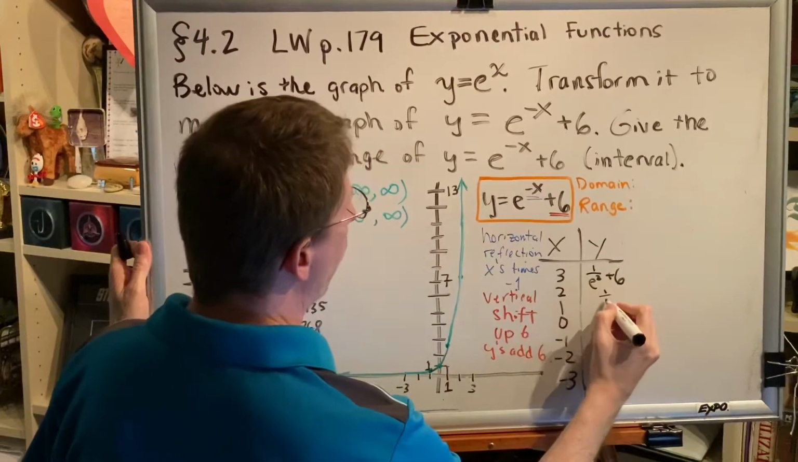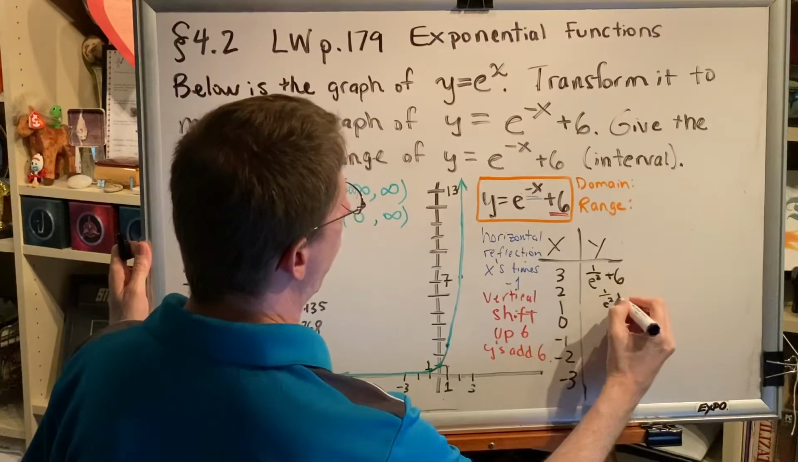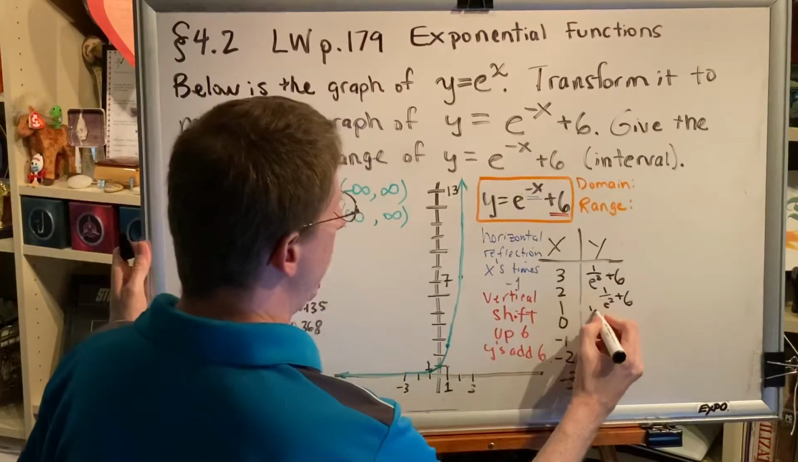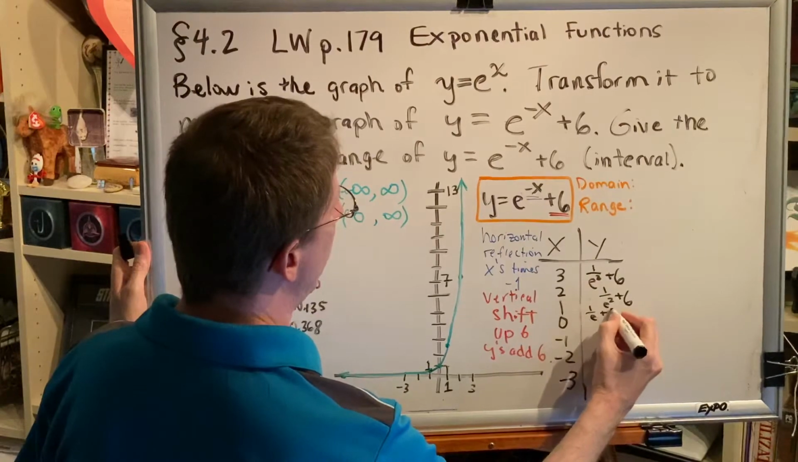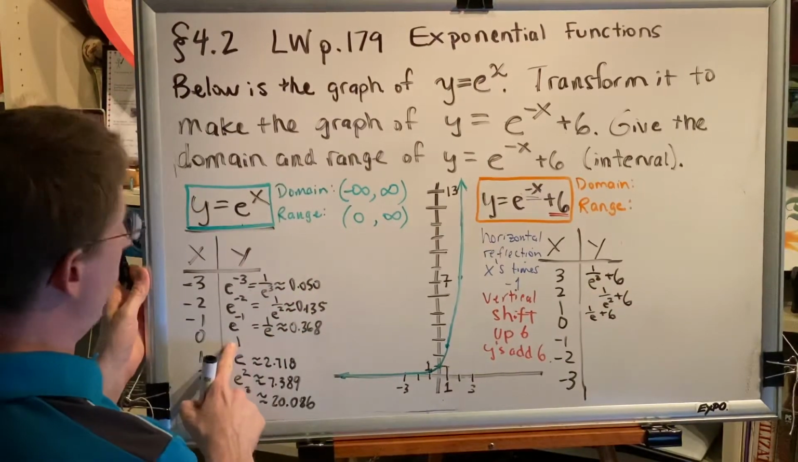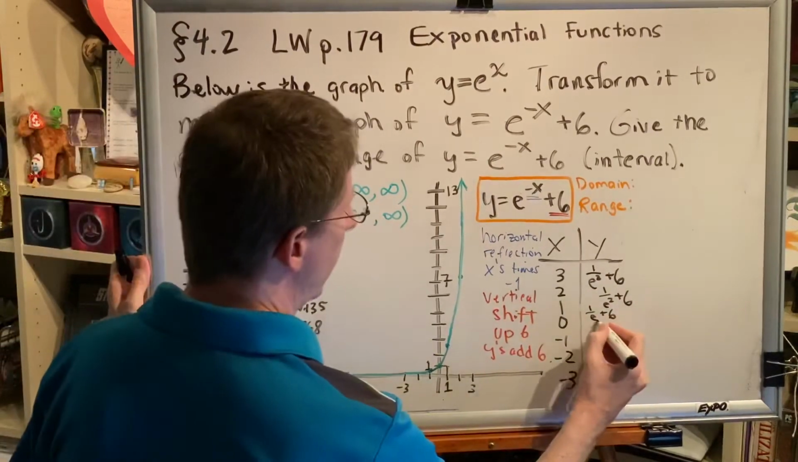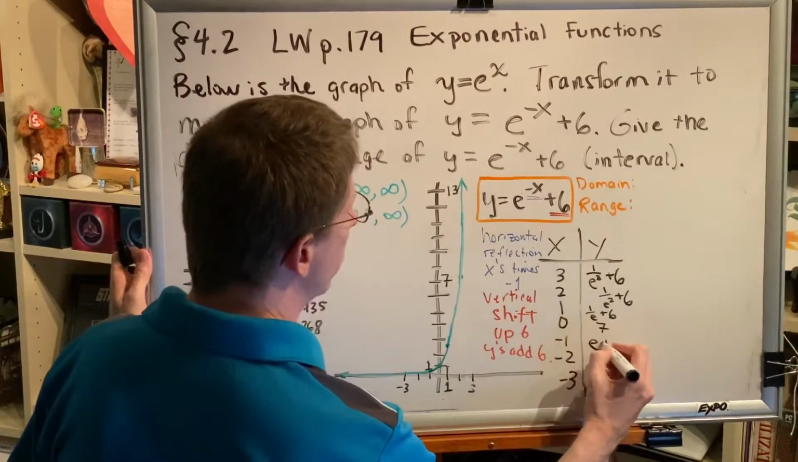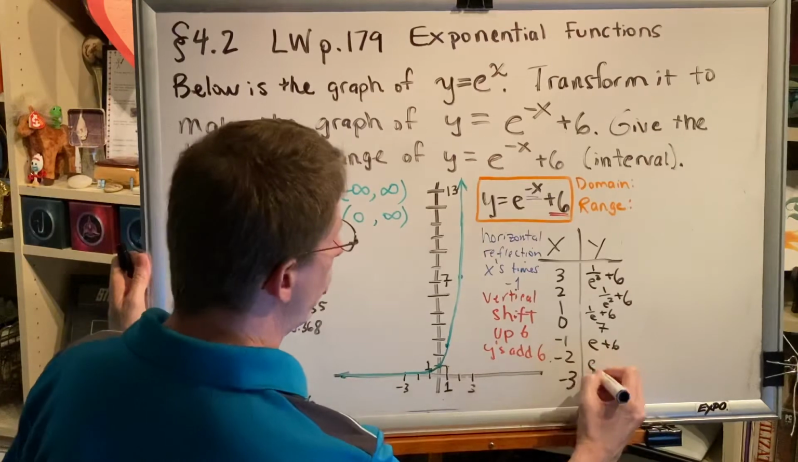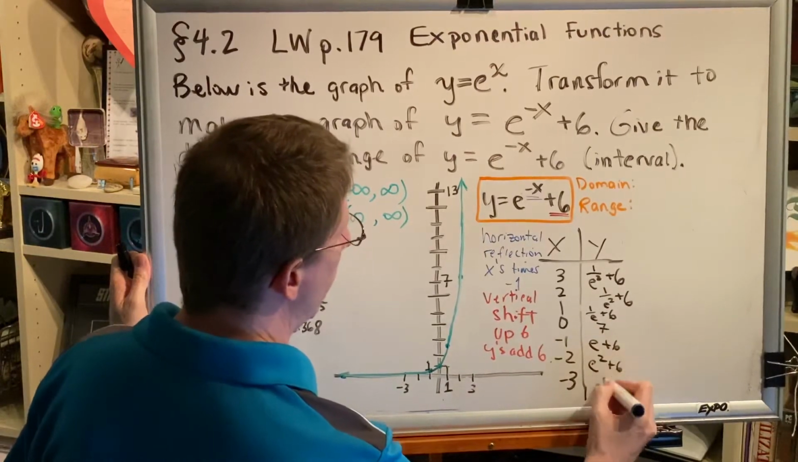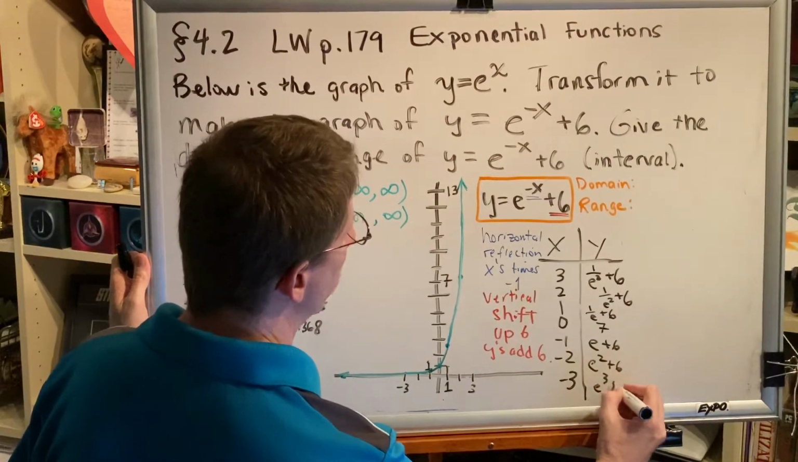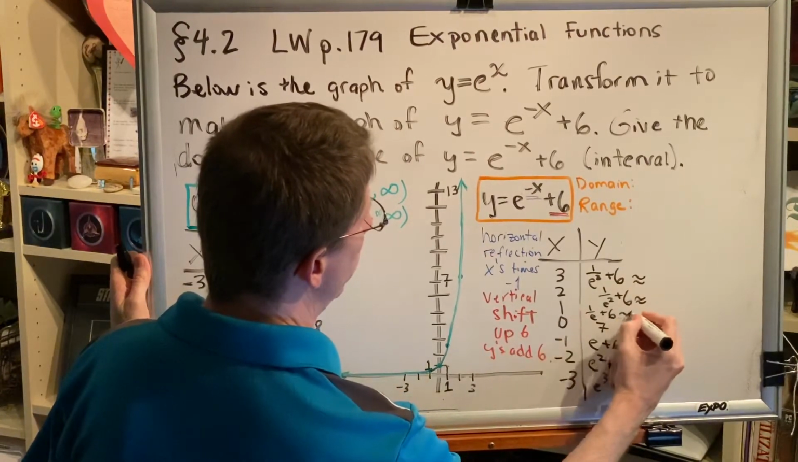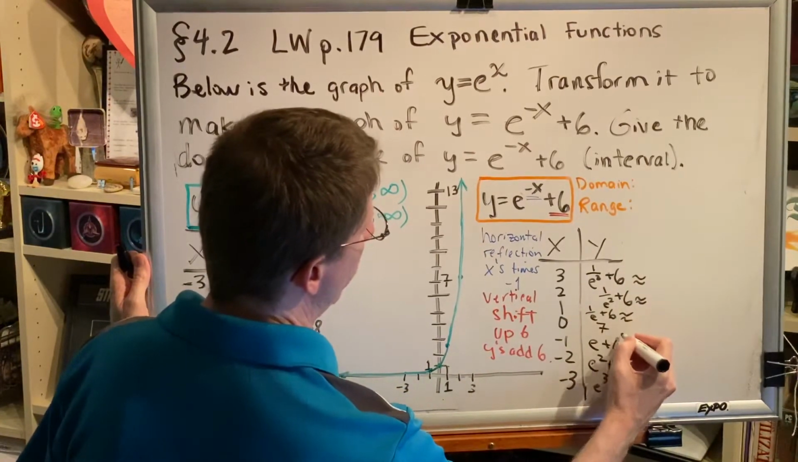Instead of 1 over e squared, we're going to have 1 over e squared plus 6. Instead of 1 over e, we'll have 1 over e plus 6. Instead of 1, we'll have 1 plus 6, which is 7. Instead of e, we'll have e plus 6, e squared plus 6, and e cubed plus 6. Now I'm going to give you a decimal approximation for every one of these. Well, except 7. 7 is just 7.